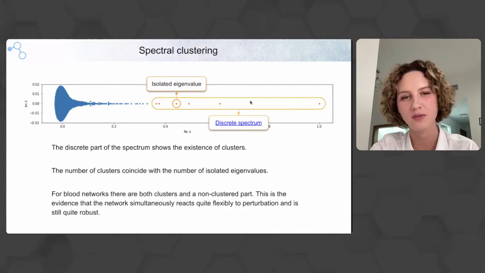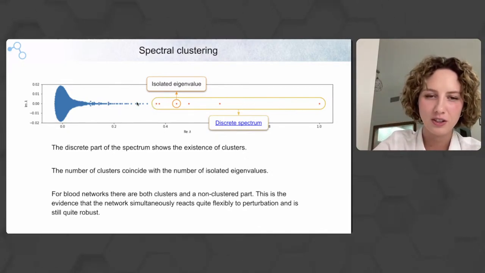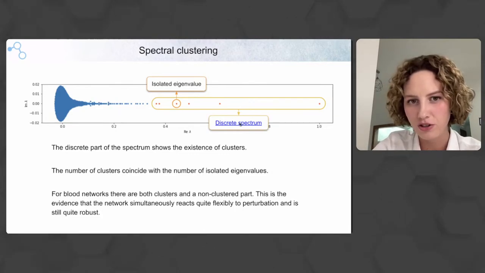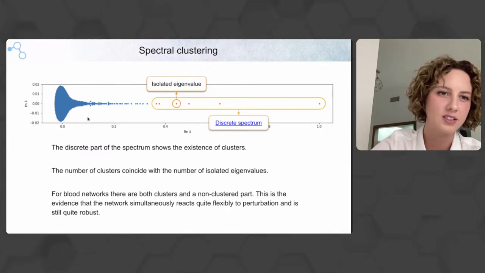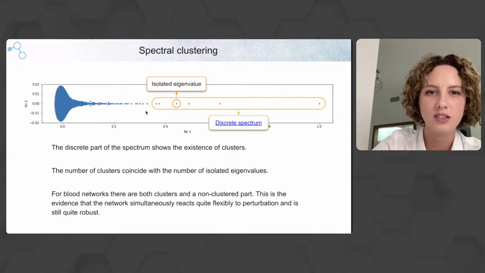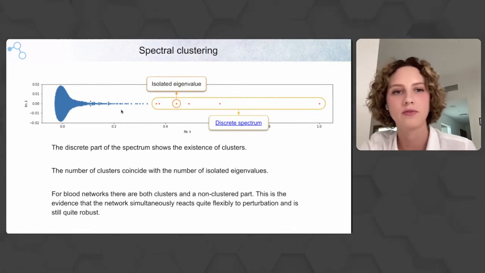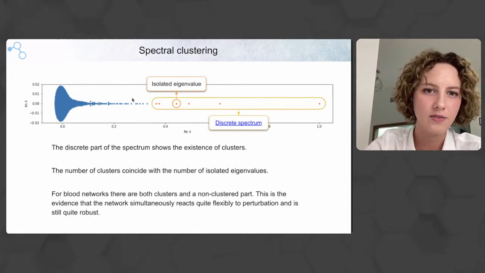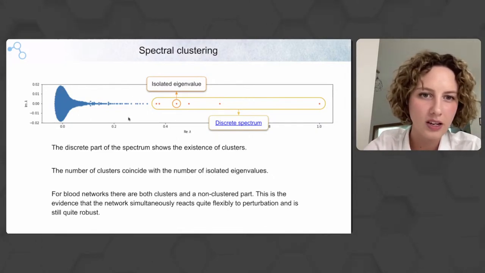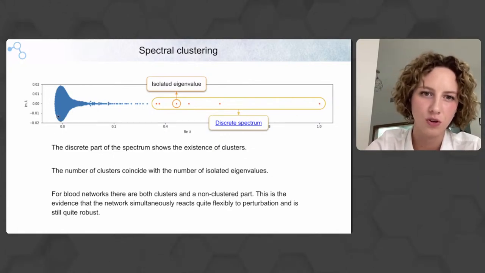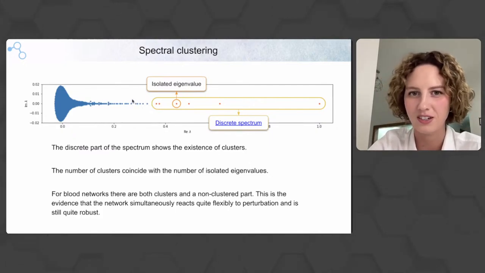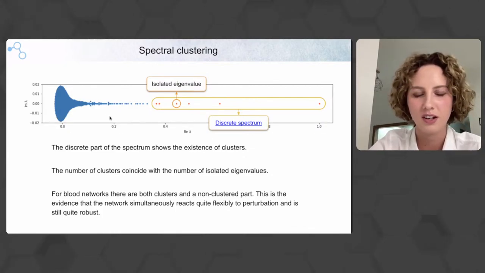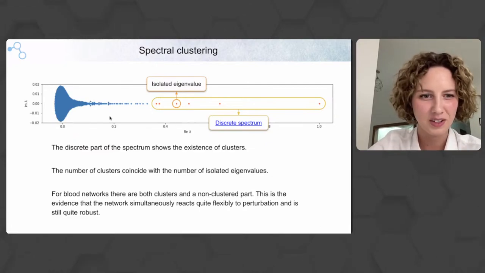Also, I want to mention that it only looks easy in a picture, but actually the process of acquiring this discrete spectrum is very tough. It was a very serious problem for our physicists to find an algorithm and a way to really get this discrete spectrum out of the whole spectrum. For example, why didn't we take these points that also look like isolated eigenvalues? So this was a very tough part that we overcame together, and I'm very happy with it.